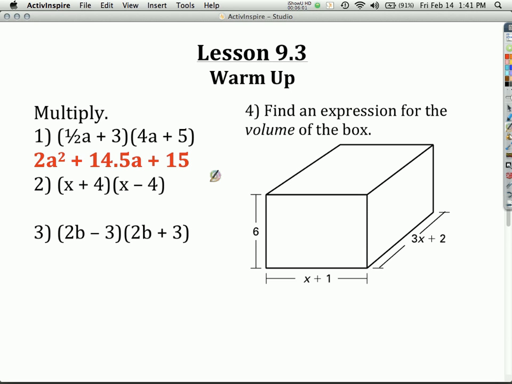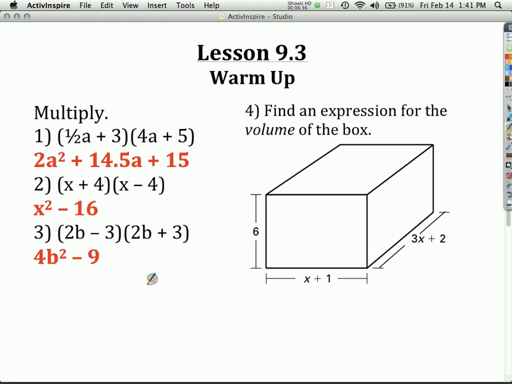Number 2, what did you get? We'll start with Alicia, then go to Zabari, and then Brian. x squared minus 16. All 3 of you agree it's x squared minus 16, and that is correct. Number 3, what did you get? Catalina, Kamoy, and then Brandon. 4b squared minus 9. All 3 of you agree it's 4b squared minus 9.